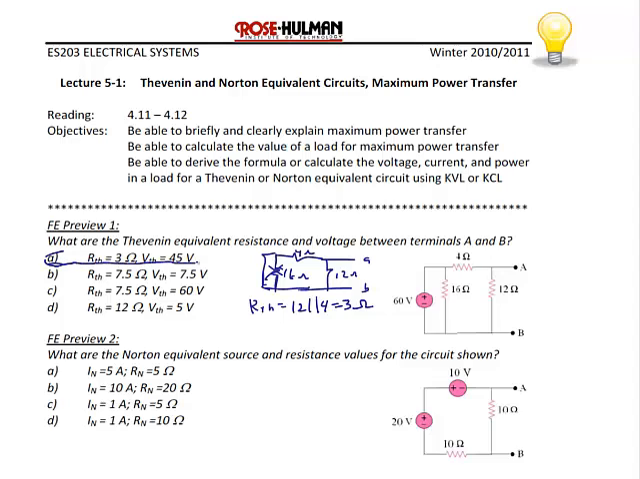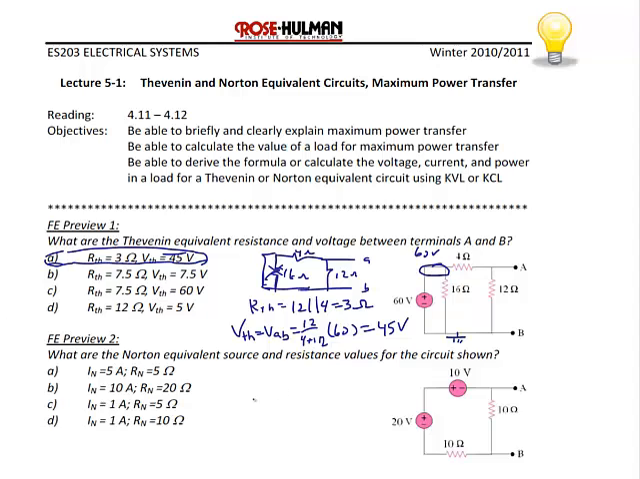However, for good practice, let's go ahead and find V Thevenin as well. V Thevenin is the open circuit voltage between terminals A and B. I can actually use the voltage divider to find that value by noting that this node has a voltage of 60 volts with respect to ground. So the voltage divider would be 12 divided by 4 plus 12 times 60, which is indeed 45 volts. So V Thevenin is 45 volts and R Thevenin is 3 ohms.